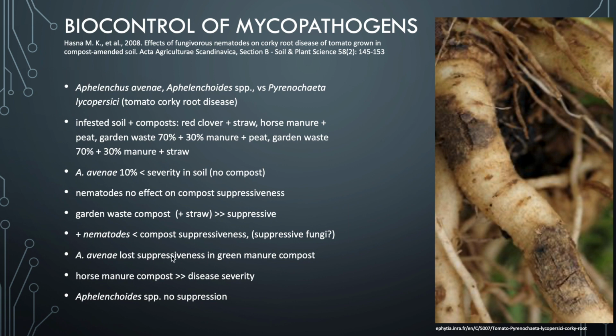Interestingly, Aphelenchus aveni also lost suppressiveness when treatment with green manure compost was present. So it could no longer function as a suppressive agent in this case. And once again, the question is, what was in this green manure compost that decreased the effectiveness of Aphelenchus aveni? Was it that it chose to consume a different fungal food when green manure compost was added to the soil? This is an unknown as well.